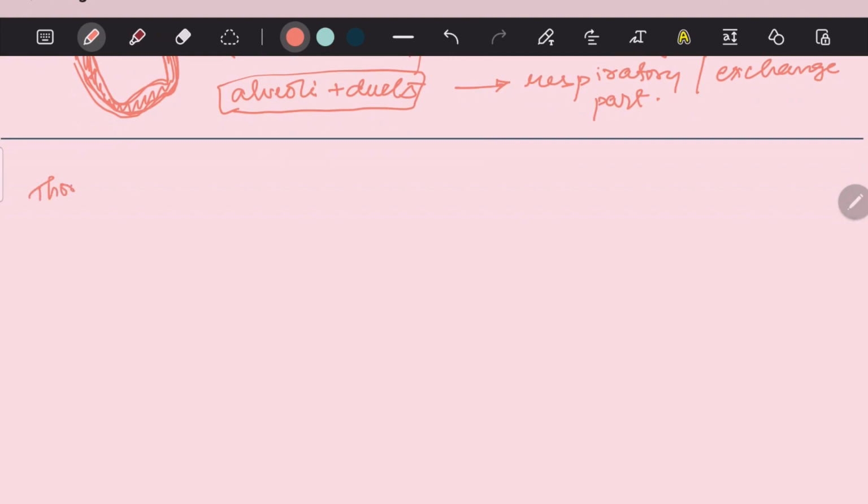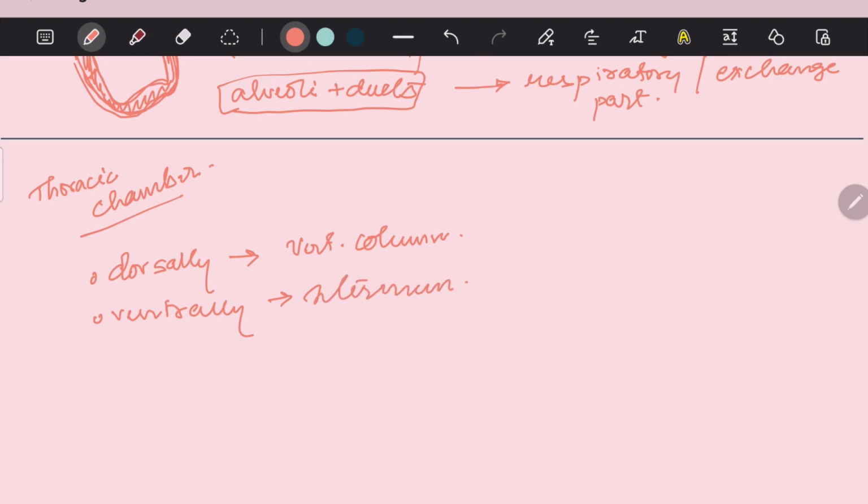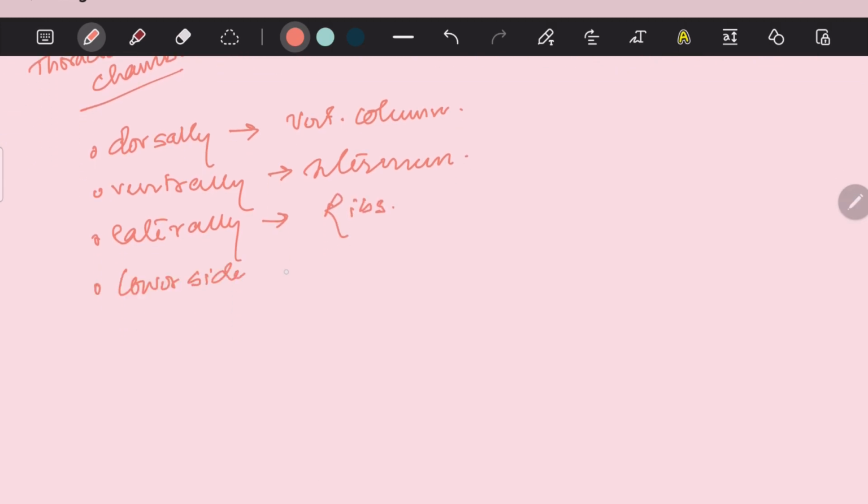The thoracic chamber, if we just mark its borders, we have dorsally the vertebral column, and ventrally, that is in the front, by the bone called the sternum, and laterally, that is from the sides, by the ribs, right? And on the lower side, that is in the bottom, we have something called the diaphragm, right? The anatomical setup of the lungs in the thorax is such that any change in the volume of the thoracic cavity will be reflected in the lung cavity.